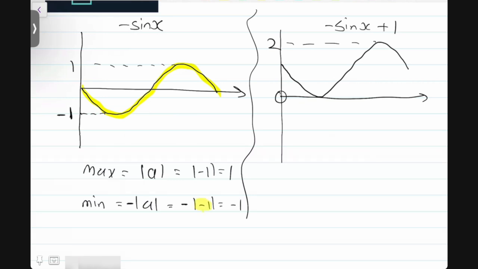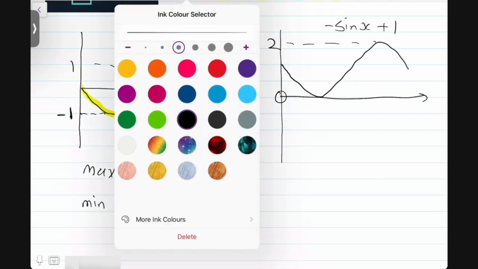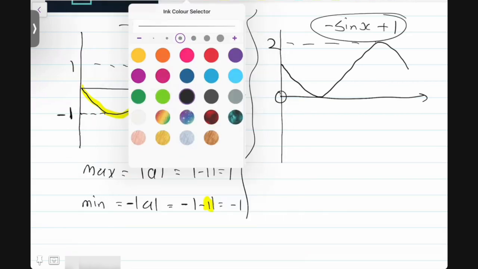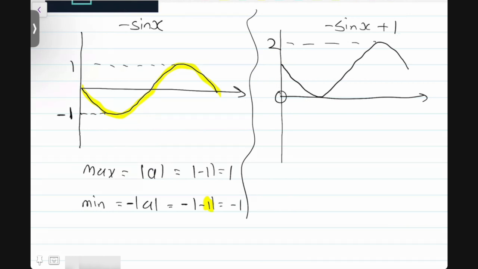Because remember, the value that I'm looking at is not the negative. I'm just looking at it as a positive, as the 1. So if you do the same sort of thing on this side and use the same logic, our maximum value is the amplitude value, just the number value, the absolute value there.